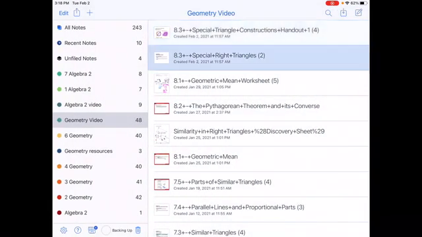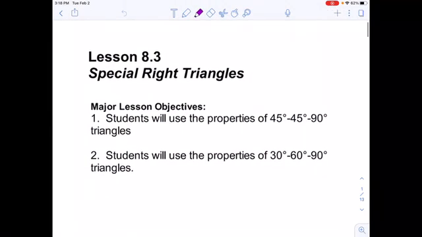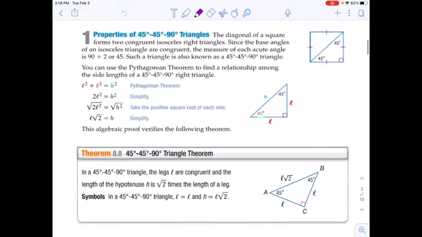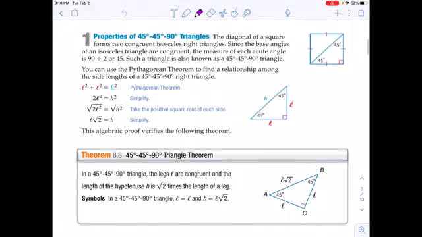Now, if you pull up the actual notes, you'll notice we are talking about special right triangles today, and you guys will be able to use the properties of 45, 45, 90s and 30, 60, 90s. Now, we actually went through all these properties, so if you want to pause and read through this on your own, you can. I will point out that there are formulas that go along with these. I am not going to use the formula method. You can use that. That just feels like a lot of memorization to me, a lot more memorization than I'm going to teach you how to do it.